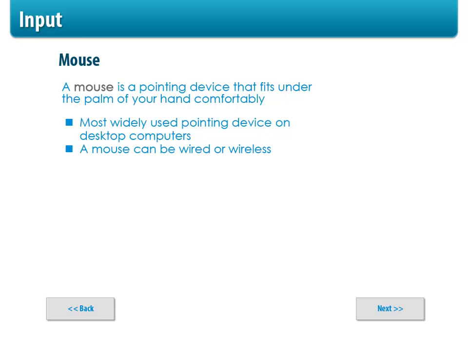It used to have a ball underneath, but now it has a laser or an infrared light. You can also have a trackball, which is the middle item, which allows you to turn the whole mouse upside down. You don't have to move it across your desk, and you can roll it around to make input.